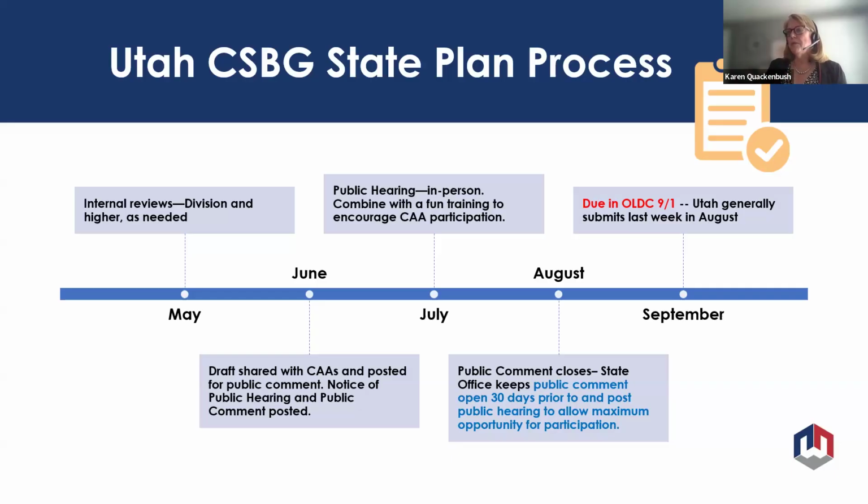So we do our public hearing generally the first week in July. And like I say, we combined it with a fun training to encourage our CAAs. And last go around, we did get everybody, and it just seemed to work, and folks had a lot of fun, and it was just nice for the network to get together. We closed that public comment a month after our public hearing.